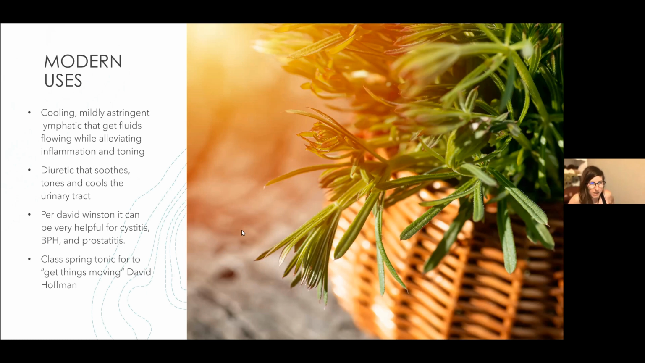So this is a cooling, very mildly astringent lymphatic herb that gets your fluids flowing while helping with inflammation and tonification of the lymphatic system. It's one of the best cooling lymphatics, I think. And it's perfect for that non-infectious lymphatic stagnation that lots of us have in the springtime. Cleavers was the most common traditional spring tonic. David Hoffmann calls cleavers the best tonic for the lymphatic system available of our simple, gentle herbs.